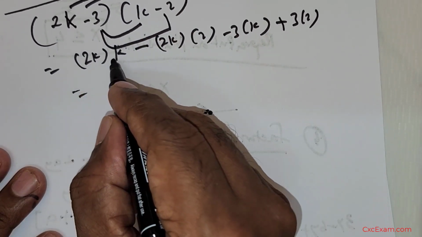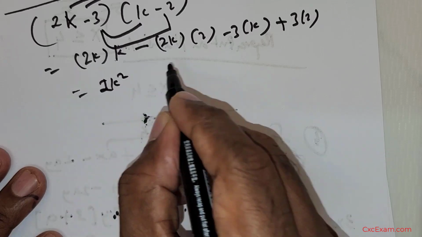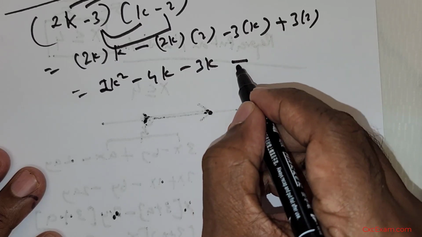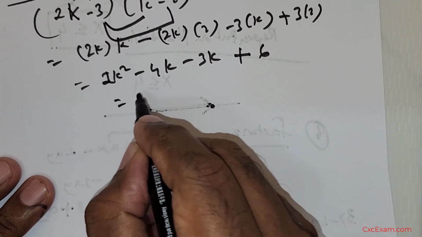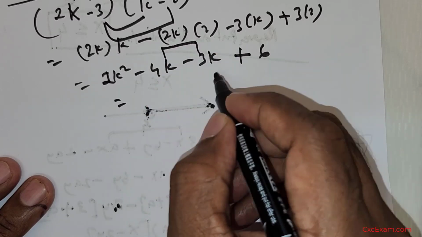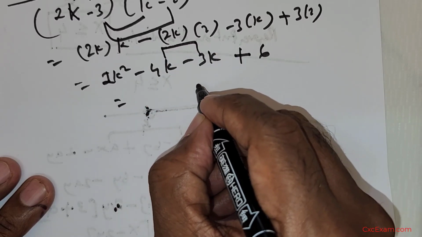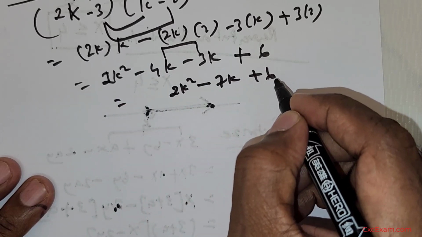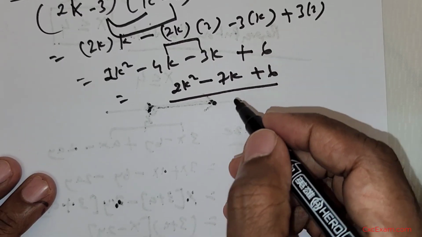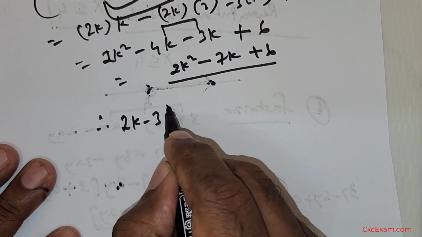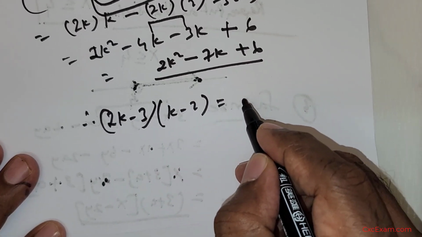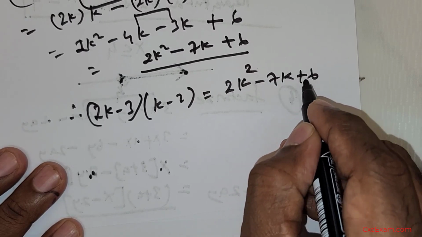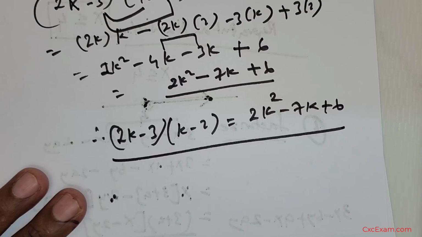So that's the next part. So 2k into k is 2k². This is -4k. This is -3k. This is 3 into 2 is 6. Simplification continues because you have like terms. So -4k added with -3k will give you -7k. You already have a 2k² there, and a positive 6 is the constant. So therefore (2k - 3) times (k - 2) is going to be equal to 2k² - 7k + 6. So that's the solution for this question.